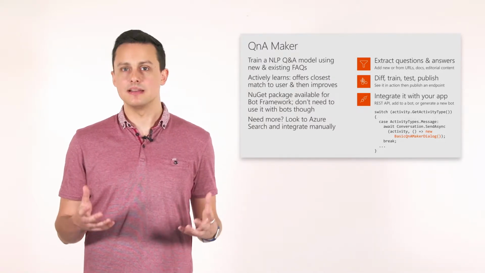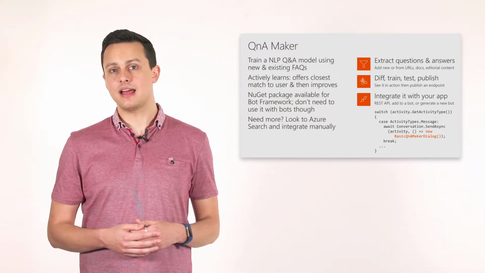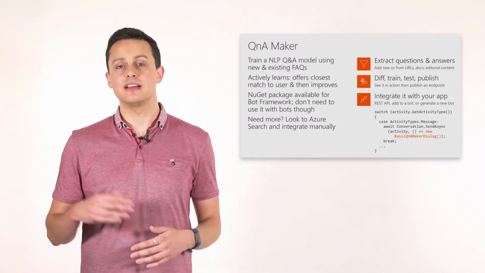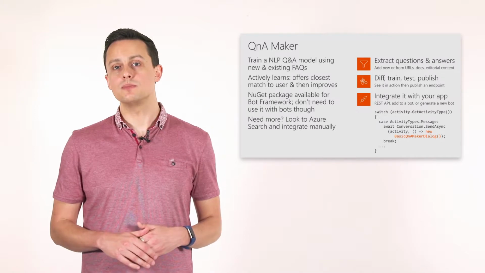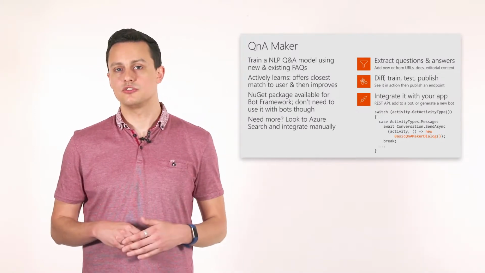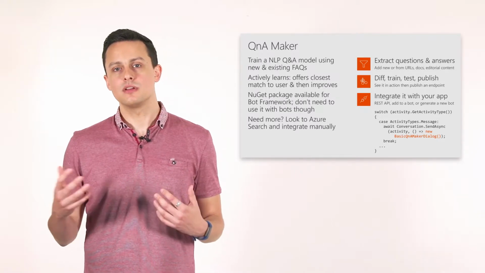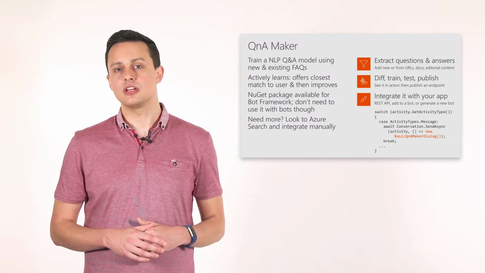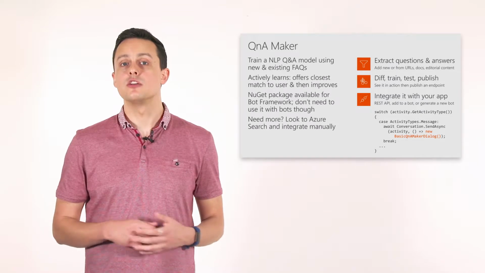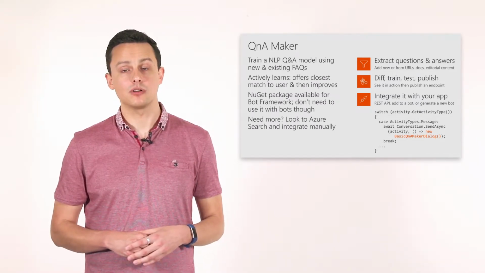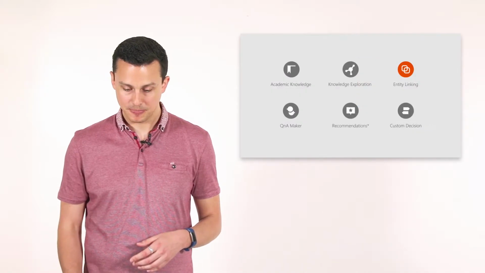Now, the Q&A Maker is very simple and very easy to get started with, but it has very little in terms of extensibility. So if you want to build much more complex search experiences for information in your organization, then you'd be better off looking at a technology like Azure Search. However, you would need to manually integrate and expose it as something that your bot can consume.